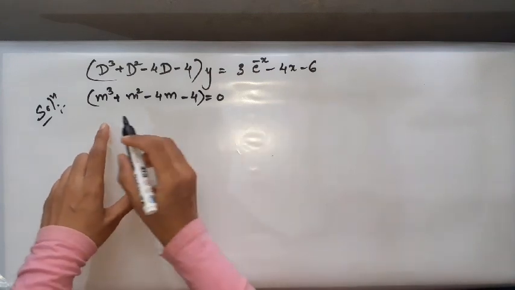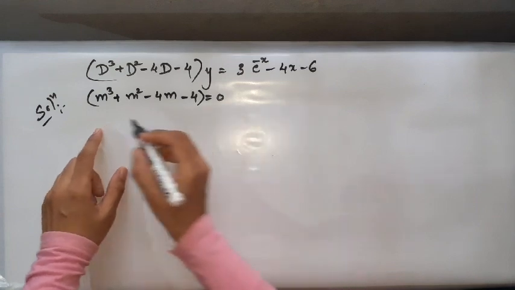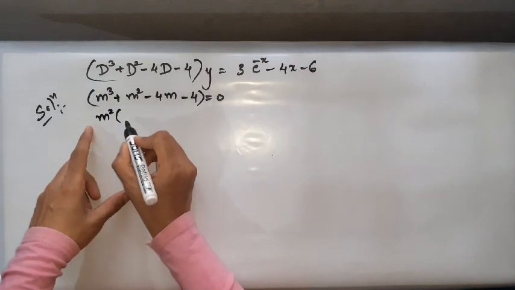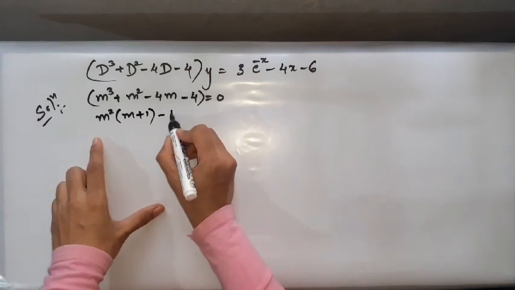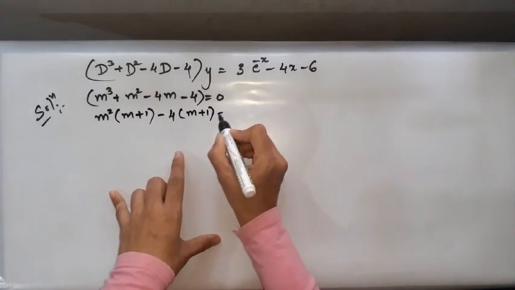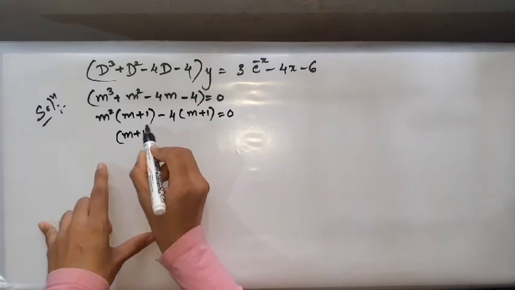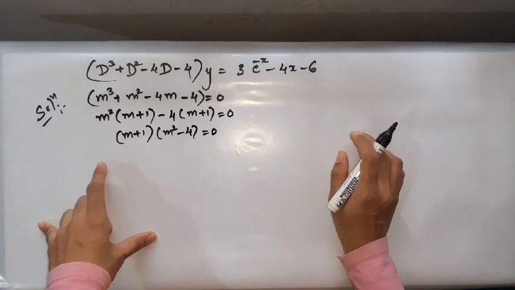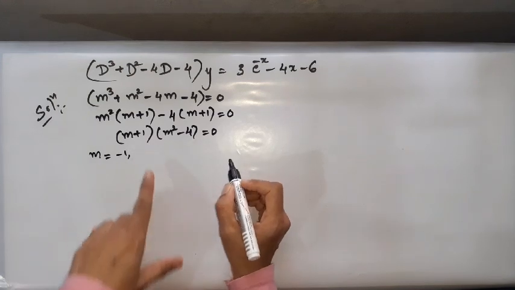Okay. Then let us work for the roots of this equation. You can take m square common from the first two terms: m square, m plus 1 in the bracket. Minus, you can take 4 common from the next two terms, again m plus 1 in the bracket, equated to 0. Again you can take m plus 1 common. Then m square minus 4 equals 0. So directly I can write the roots now. m is equal to minus 1 from the first bracket.